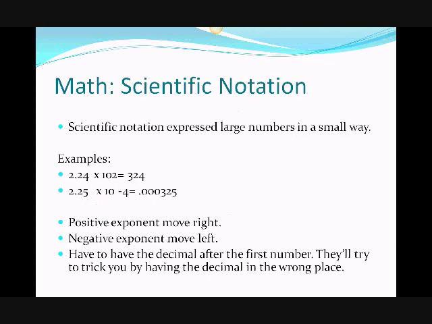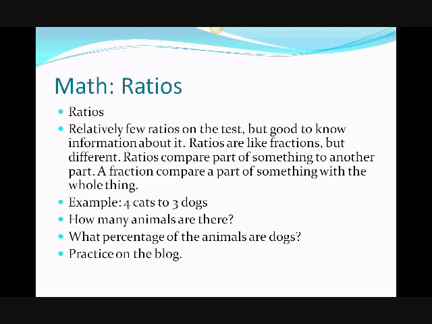Again, scientific notation basically is big numbers expressed in a small way, or really small numbers expressed in a small way. So a positive exponent means you should move the decimal to the right. A negative exponent means you should move it to the left. And you have to have the decimal after the first number, and they'll try to trick you by having the decimal in the wrong place. So again, practice on the blog and videos as well.